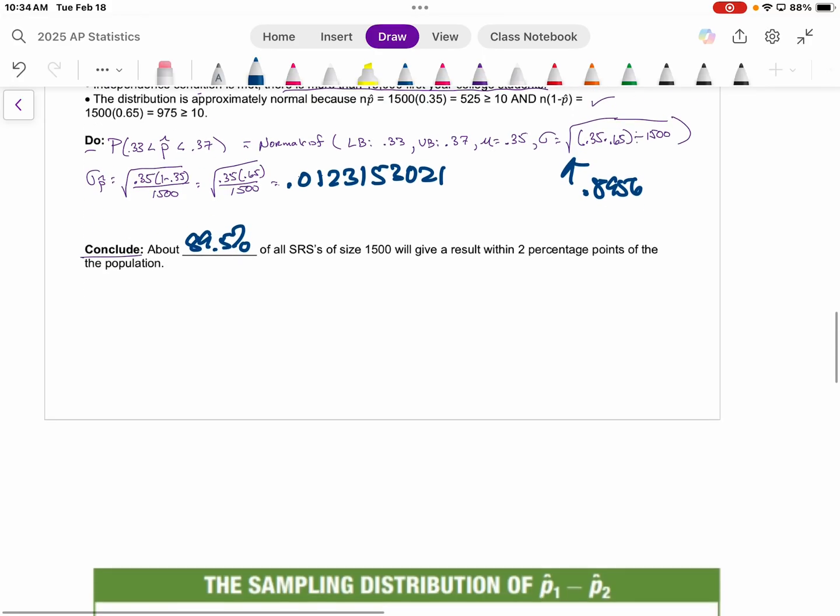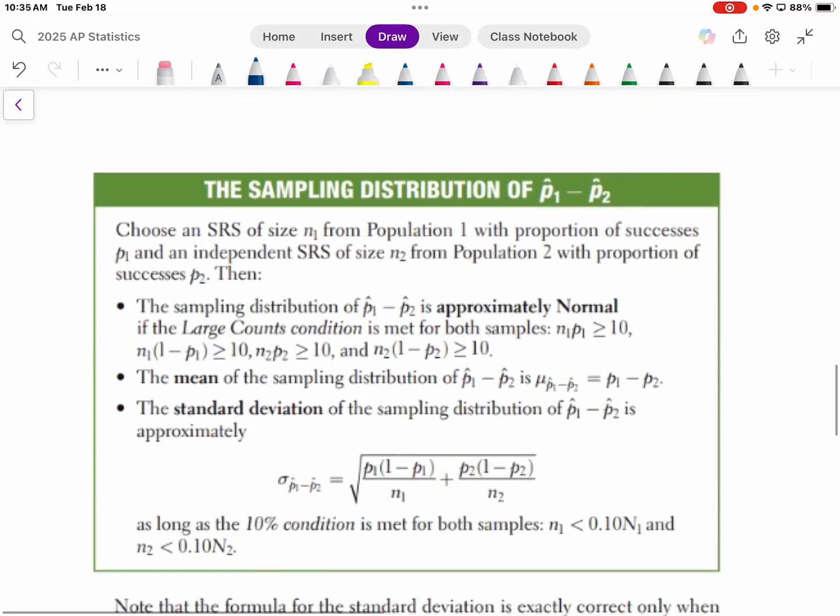Now, before we finish up this lesson, sometimes we have a difference in proportions where they want to find out is there a difference between the two.